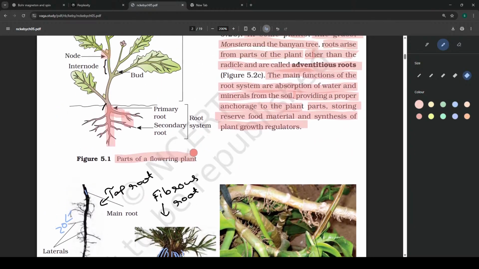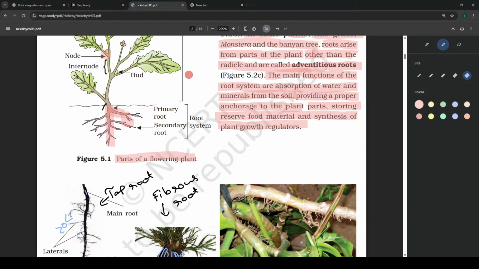Now, the main functions, if we see, what is the function of a root? What does a root do? First one, the main function, absorption of water. Basic. We know that plants absorb water through roots from the soil, and minerals from the soil. The second function is providing an anchorage to the plant parts. That is the second main function, providing support to the plants, like not letting them fall or fly off due to some wind or something like that.